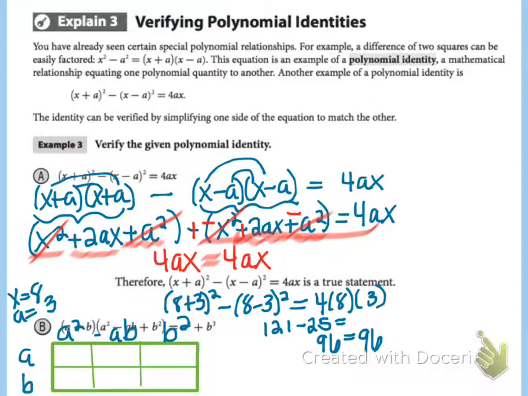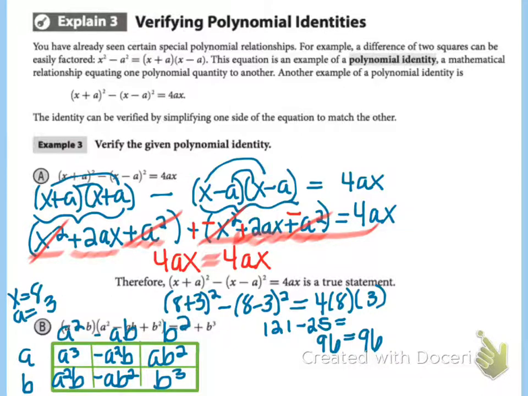A times a squared is a cubed. A times negative ab is negative a squared b. A times b squared is ab squared. Then take the b and multiply. B times a squared is a squared b. B times negative ab is negative ab squared. And b times b squared is b cubed.